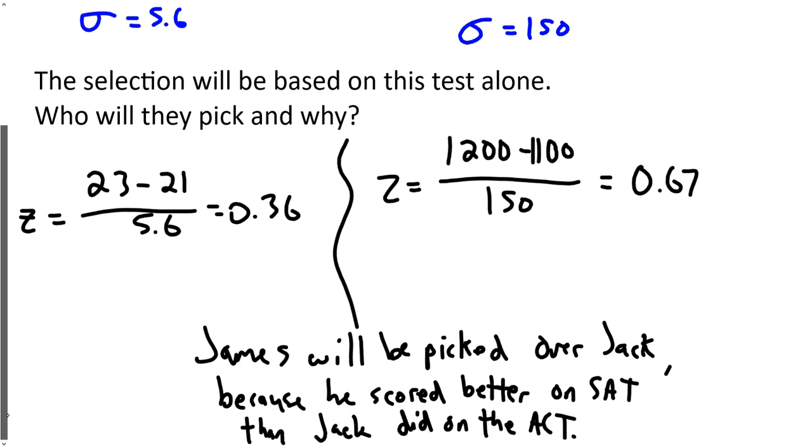Now, if this was an FRQ, I would say you should definitely explain this. And this is a good explanation, but you always should have numbers. So z-score 0.67 versus 0.36. So like percentiles, z-score is another way to be able to compare values of things that maybe aren't comparable otherwise.